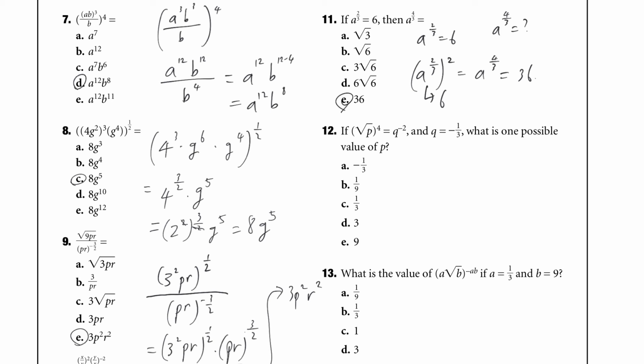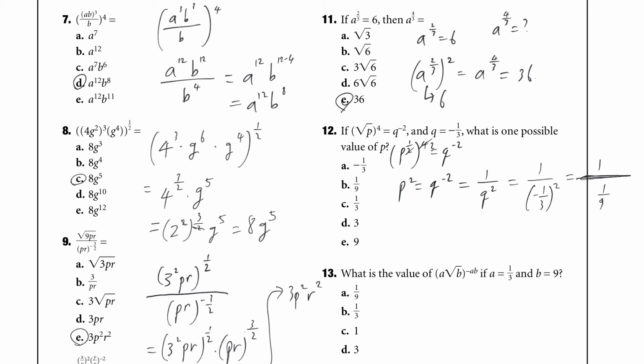Number 12, square root of p to the power of 4. Well, that's just p to the power of 1/2 to the power of 4 is equal to q to the power of -2. And the 2 and the 4, they can be reduced. p squared is equal to q to the power of -2. And this is like saying 1 over q to the power of 2, right? And we know what q is. q is 1 over -1/3 to the power of 2, right? Which is 1 over 1/9. Right, the negative sign disappears.